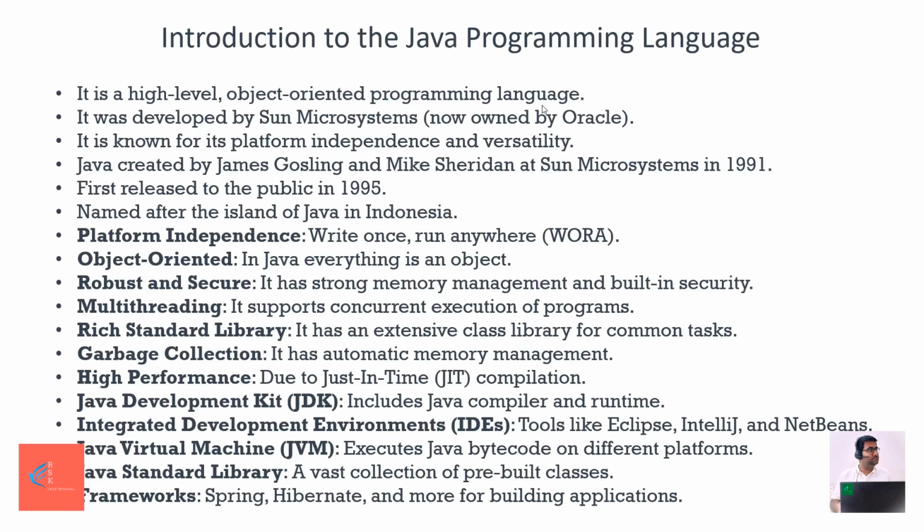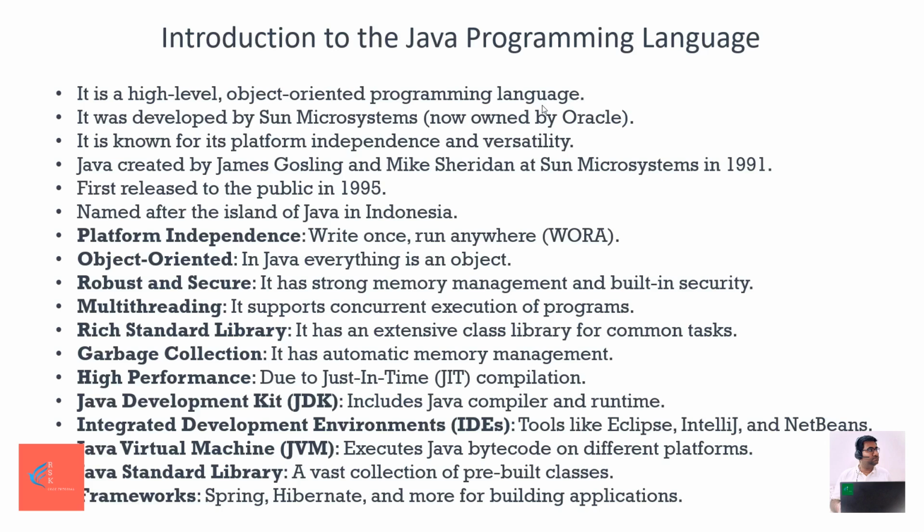Java supports concurrent execution of programs, so it supports multi-threading. It has a rich standard library. It has an extensive class library for common tasks. Java's garbage collection is very famous. It has automatic memory management. If an object is not used in Java, it will get automatically deleted from the memory. Java is a very high performance programming language because it has a JIT compiler, also known as the just in time compiler.